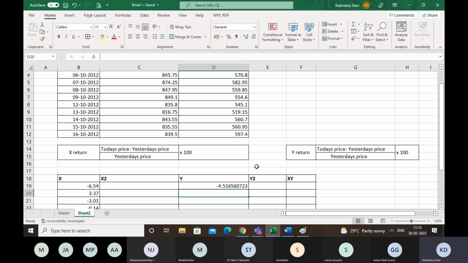Okay, so again I don't want too many decimals, so I just end with minus 4.52. So again the next one I do like that. So again this will be D5 minus D4 divided by D4, close the bracket, into 100, enter.